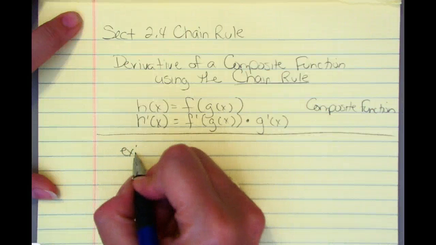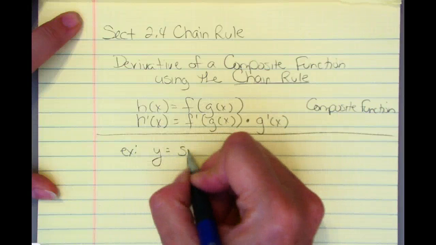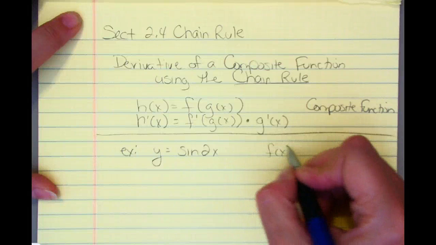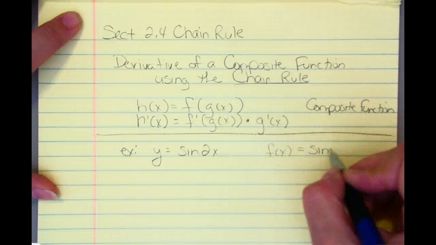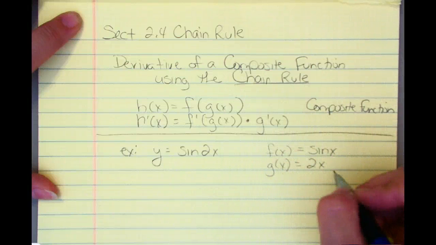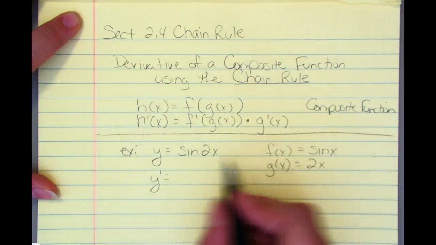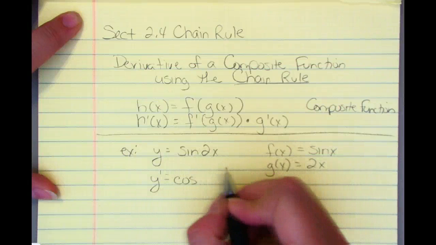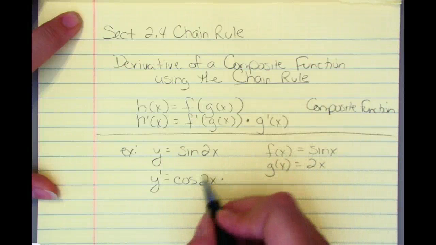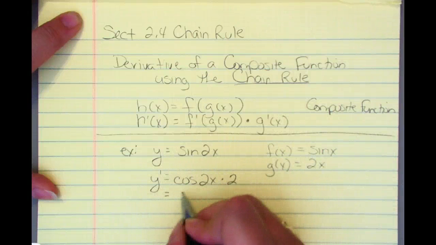Let's proceed to go through a few examples. y equals sine of 2x. So let the outside function be sine of x, and the inside function be 2x. So in order to take the derivative of y, I'm going to take the derivative of the outside function and carry along the inside, multiply it by the derivative of the inside. And then I'm going to go ahead and rewrite that.